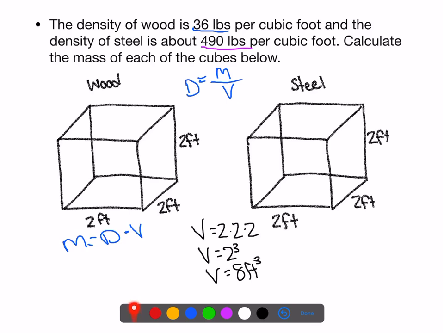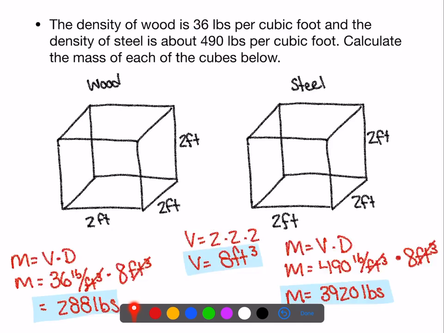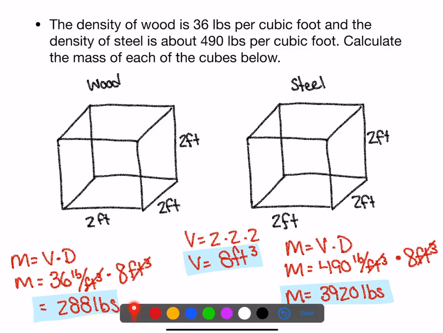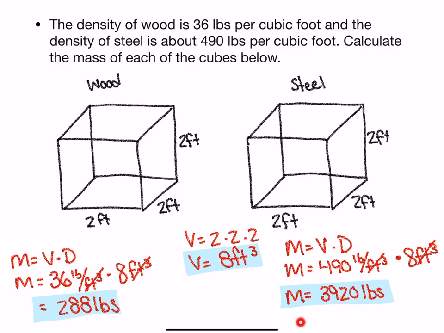So, solving for the mass of the wood, I just plug 8 in for volume, and I take the density that they gave us, 36, and I plug that in for density. From there, we can solve for the mass of each of these objects, each of these materials. So we're going to do the same thing with the steel. And we end up with the mass of the wood is 288 pounds, because again, feet cubed and feet cubed will cancel each other out, and we're just left with the unit of pounds, because this is 36 pounds per cubic foot. Likewise, the steel's mass is 3,920 pounds.